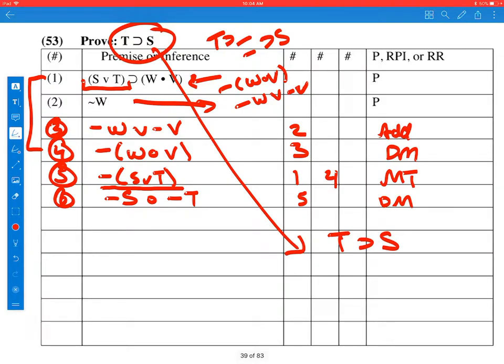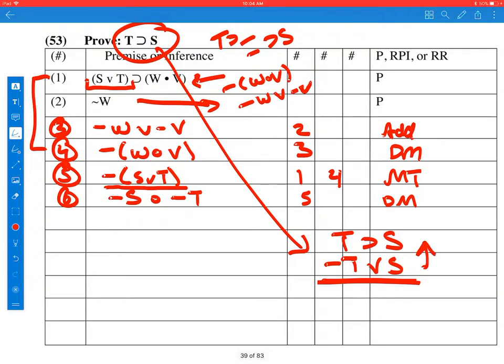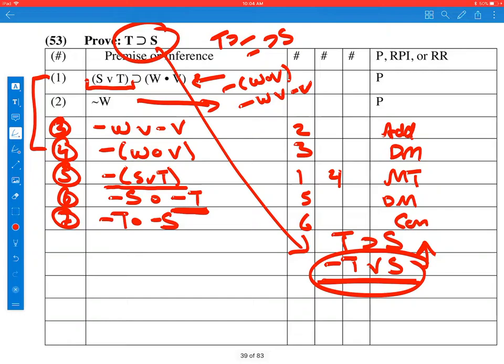So just for a moment, I want to think about this T then S. Let's convert it to an or for a moment. Not T or S. So if we had not T or S, we could get to our T then S, which tells me that I really need this not T from line 6 so I can make the not T or S. So let's move the not T to the left-hand side from 6 by com.